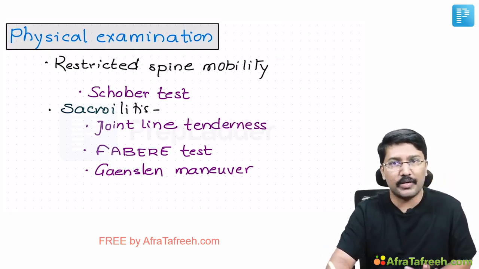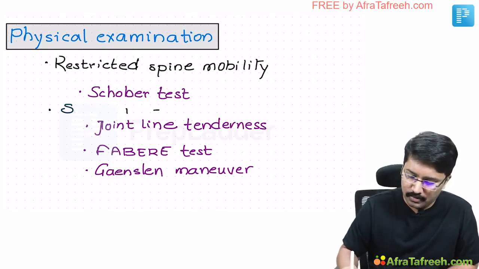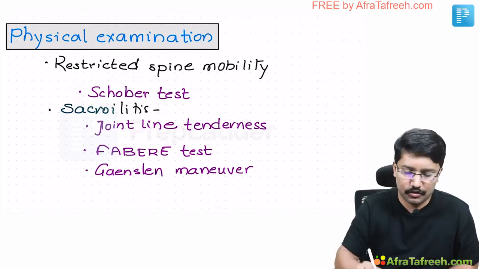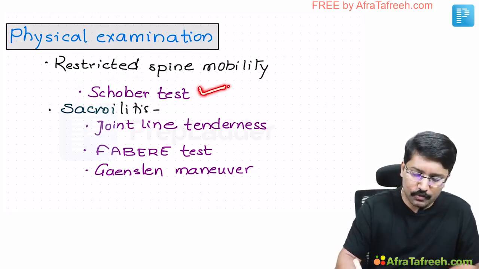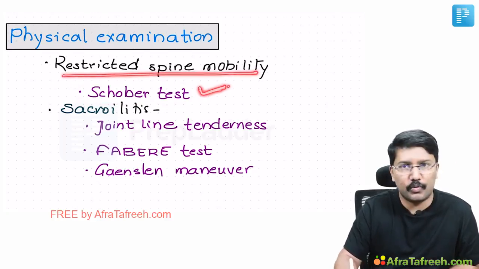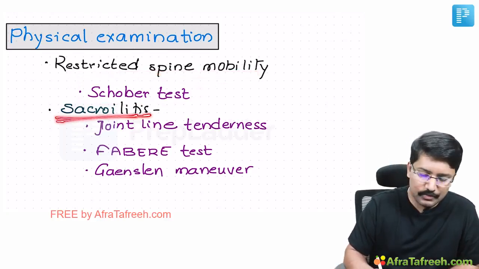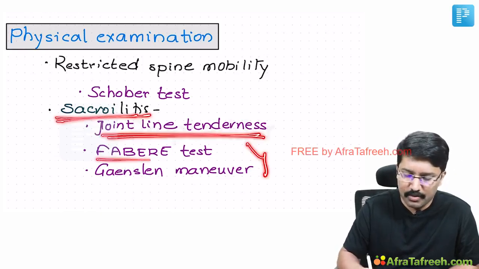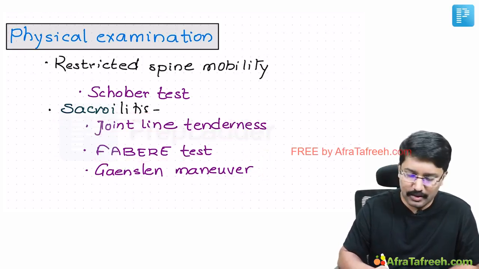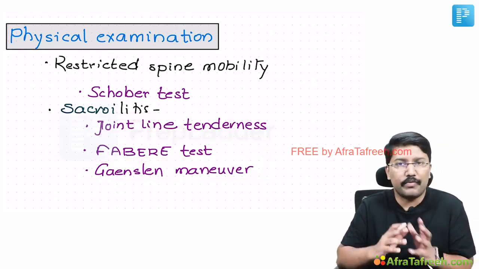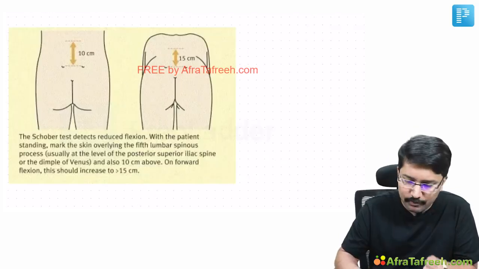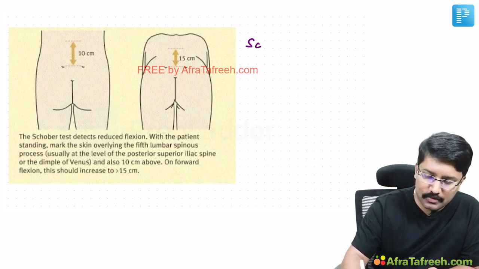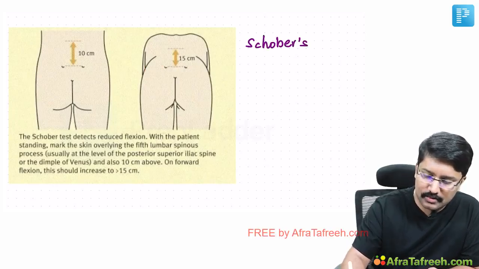For that, we do a famous test, which is known as Schober's test, right? A very famous test. We are very much aware of it from the undergraduate days itself, right? Schober's test. That is what we do for demonstration of restricted joint mobility. And for sacroiliitis, we can demonstrate that there is joint line tenderness, and we can do these two maneuvers. FABER test in itself is a mnemonic, we will discuss it, and Gaenslen maneuver, right? FABER test and Gaenslen maneuver. We will see them one by one. Okay, now this is what we call Schober's test, right?